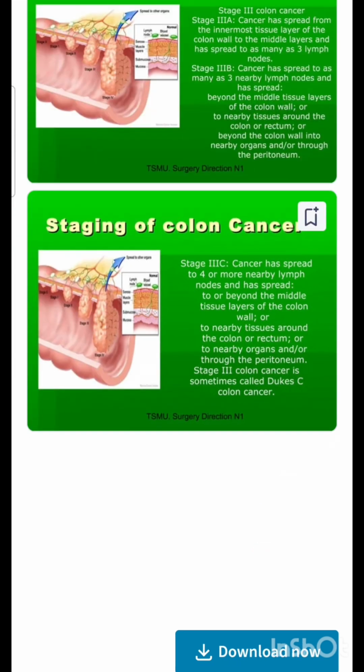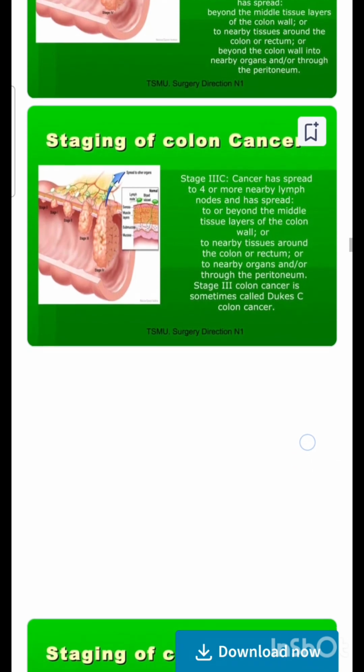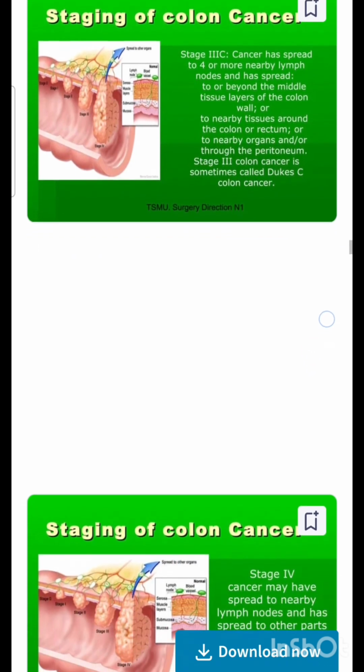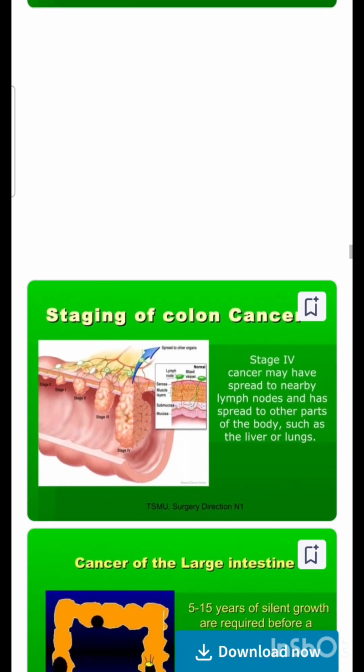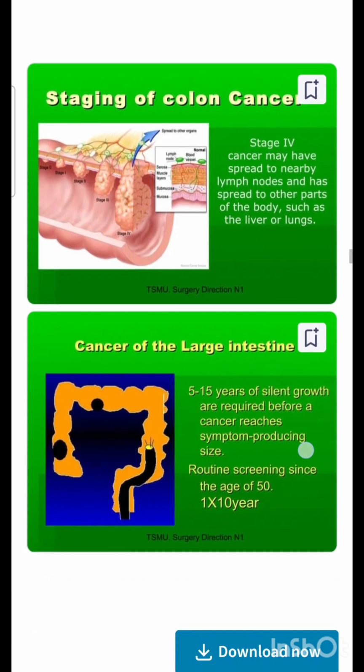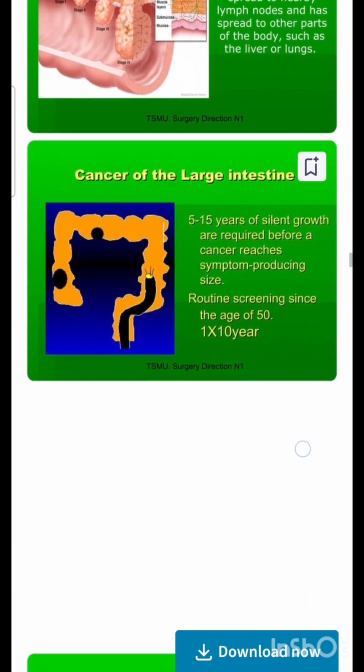Then staging of colon cancer: 3C is spread to 4 or more nearby lymph nodes and spread beyond the middle tissue layers or nearby tissue along the colon or rectum or near the peritoneum. Stage 3 cancer is sometimes called Dukes C colon cancer. Stage 4 may spread to lymph nodes and to other parts of the body such as lungs and liver.